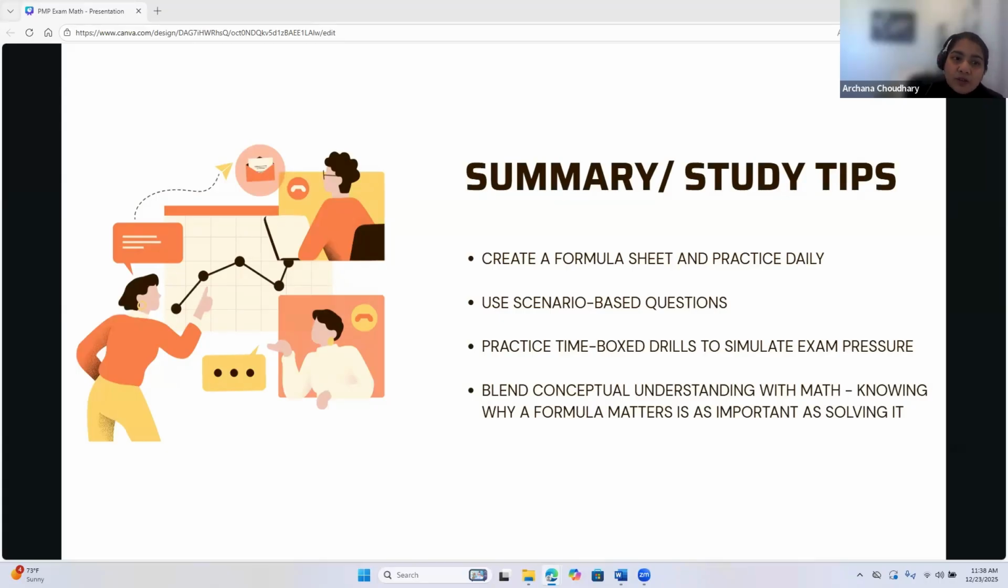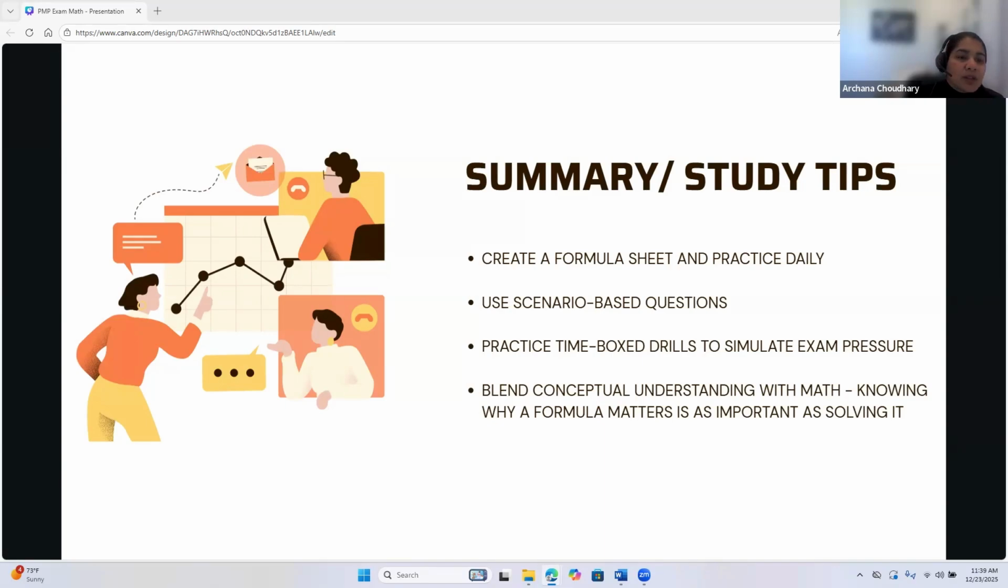Before calculating, you should ask, should the number be higher or lower than BAC? If over budget, EAC is greater than BAC. So there are tricks where you don't even calculate, just look at the scenario. Save time where you can. Do not spend more time on simple questions. Anything greater than 90 seconds on a math question is something you need to rethink. If a calculation looks long, eliminate two options, pick the best remaining and move on.